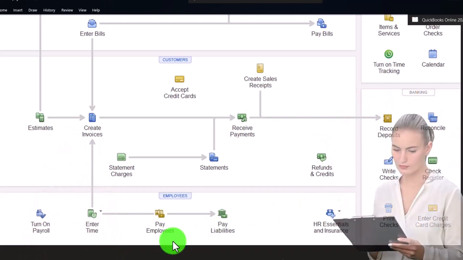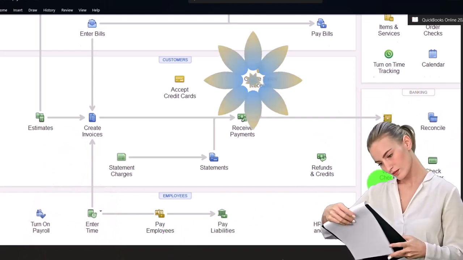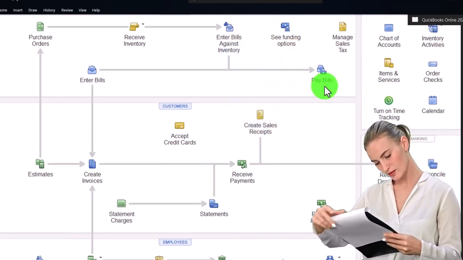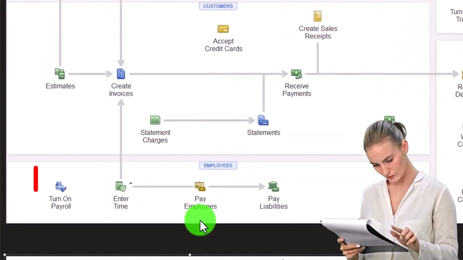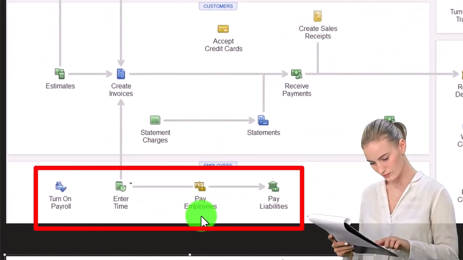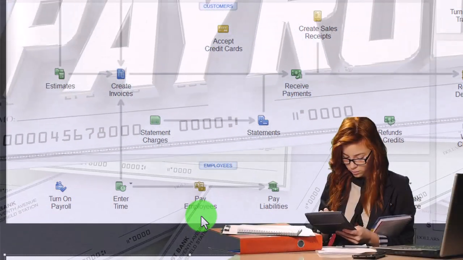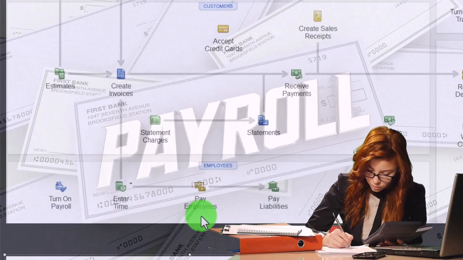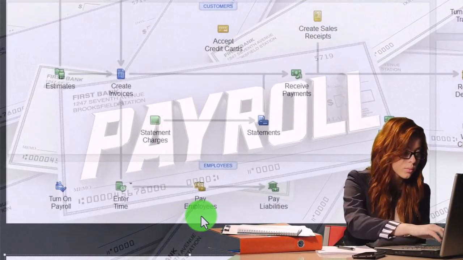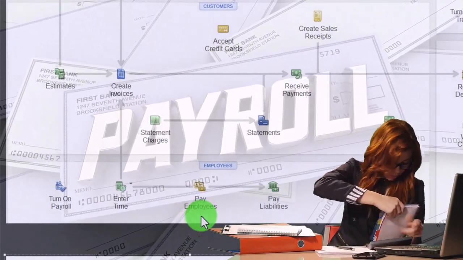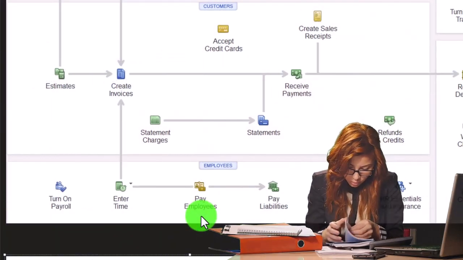But like some of these other checks that we saw, like a special check, like a bill pay check, it's going to have its own little widget and its own little indication that it's a special payroll check. And then we process the payroll whenever we choose to process payroll as a business, typically weekly, bi-weekly, semi-monthly, or monthly. So we have to process during those time frames.